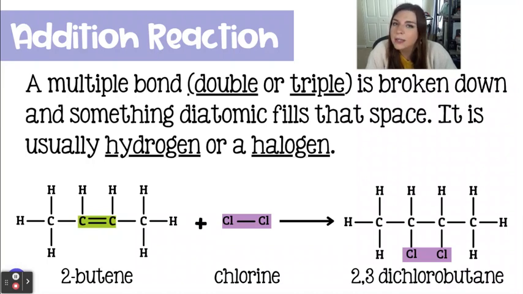You can take a triple bond and turn it into a double by attaching one set of diatomic atoms. Or you can take that triple bond and break it all the way down to a single by attaching on both sides. So the addition reaction can play out in a few different ways, but the real thing to look out for here is a multiple bond breaking into something simpler.